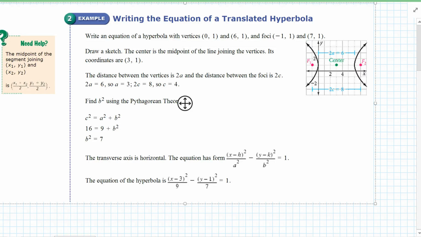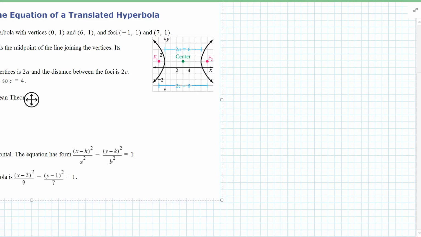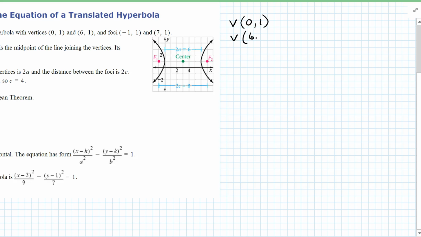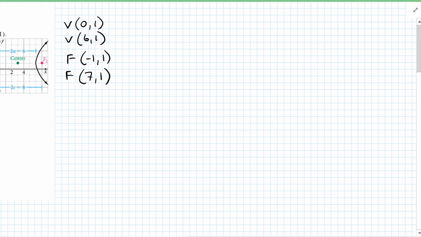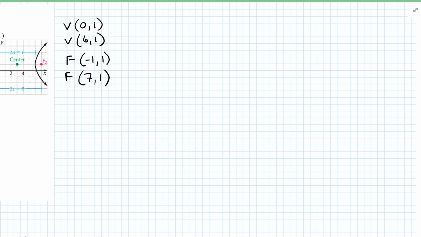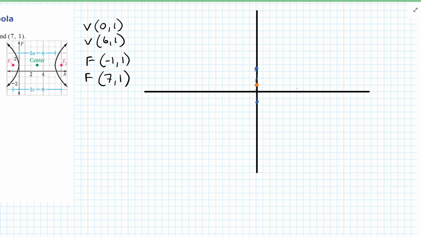So it says write an equation of hyperbola with vertices of 0, 1 and 6, 1 and the foci at negative 1, 1 and 7, 1. So let's plot this a little bit so we can figure this thing out. So we got a graph. So the vertices for this are at 0, 1, put an orange dot there, and 6, 1. 1, 2, 3, 4, 5, 6, 1.